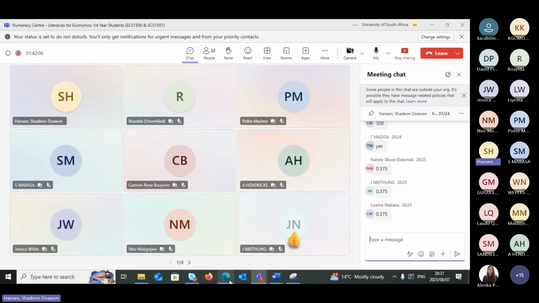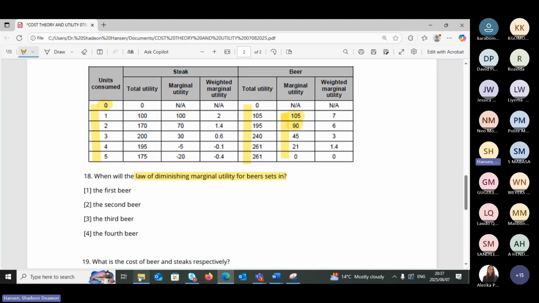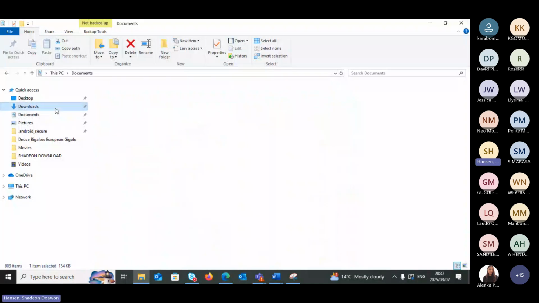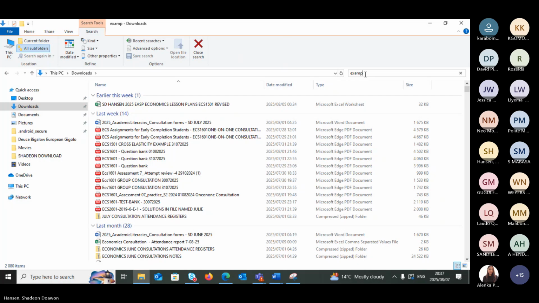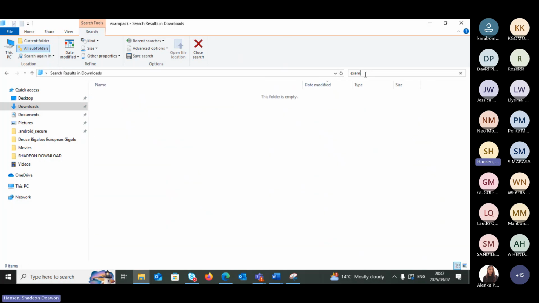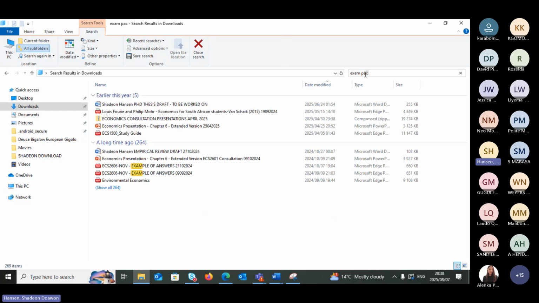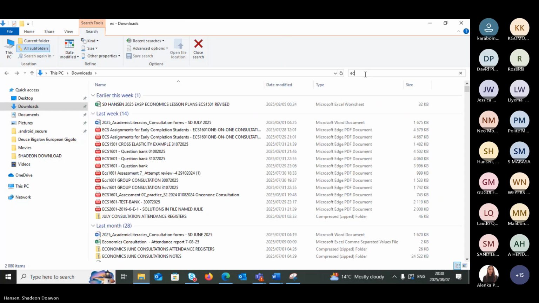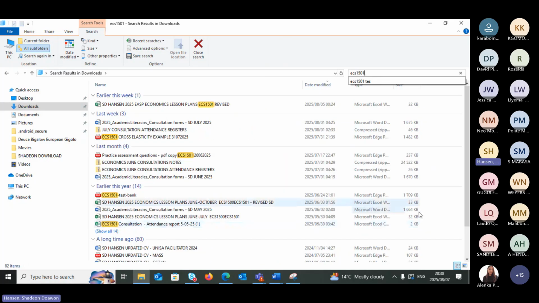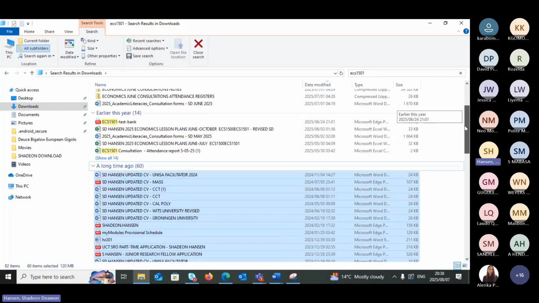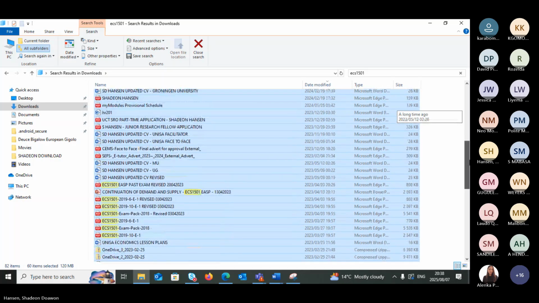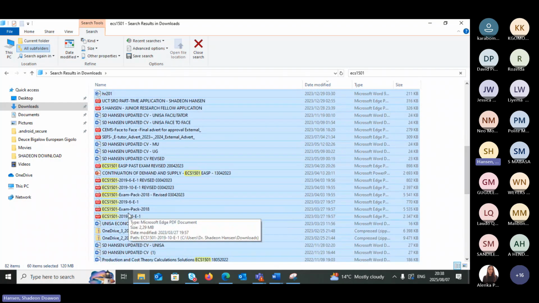So over here, I don't think we should have actually closed that exam pack. Let me just open it again. The exam pack, ECS1501. There's a lot of archives over here, students. I call this my archive because of the lots of folders that I've saved over here. Okay, there's the exam pack 2018.